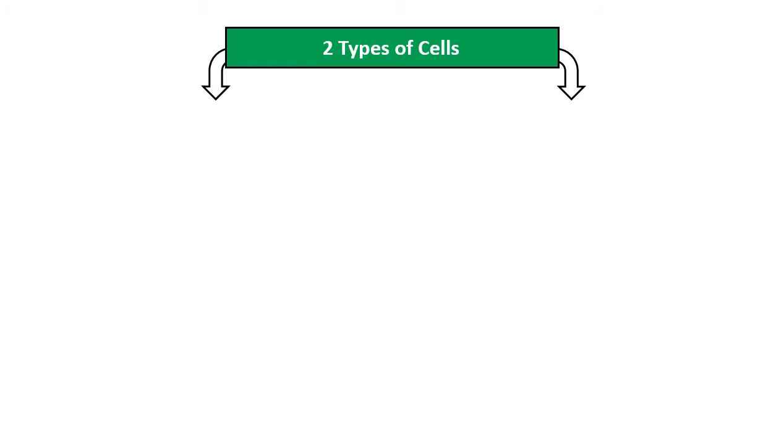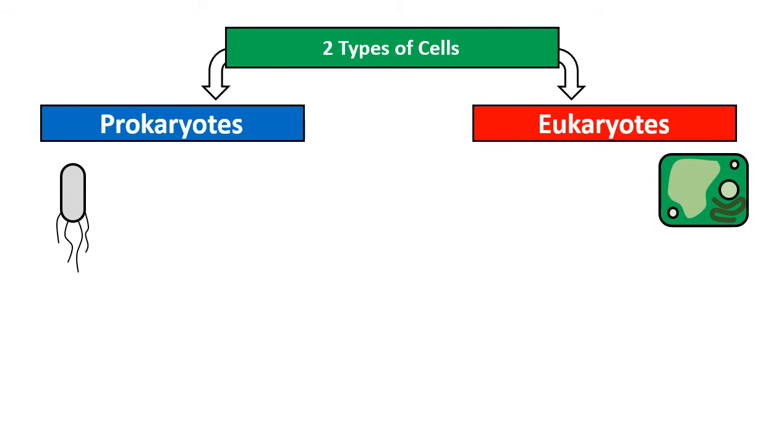Now, there are two types of cells on the planet. There are the prokaryotes and there are the eukaryotes, and we're going to compare prokaryotes to eukaryotes. So prokaryotes are the simplest type of cells. They're really, really little. They'd be things like bacteria and a group called archaea.